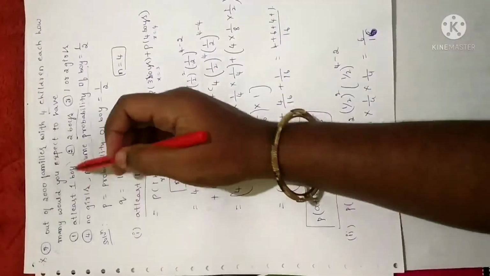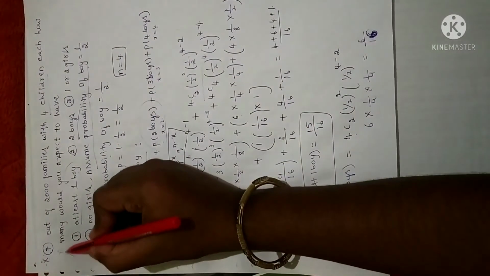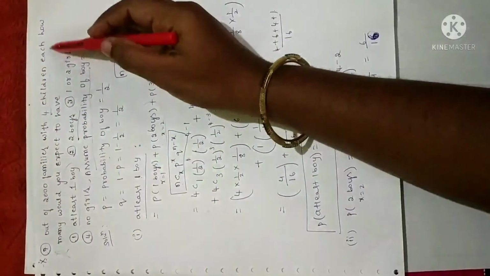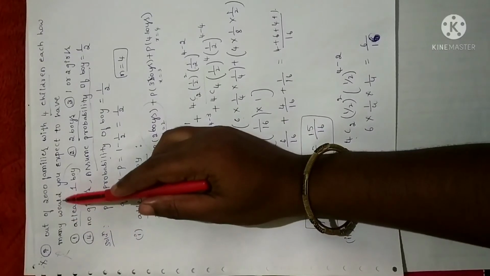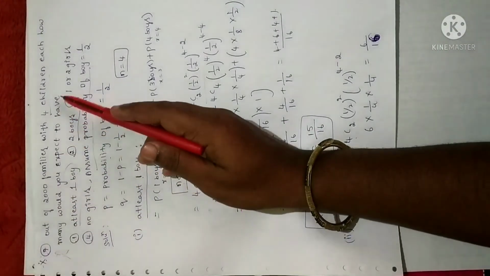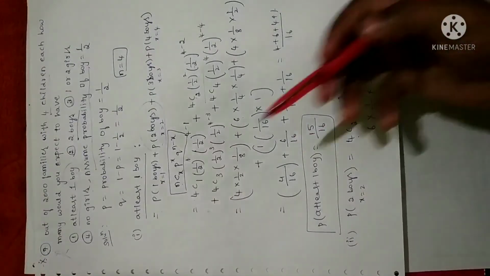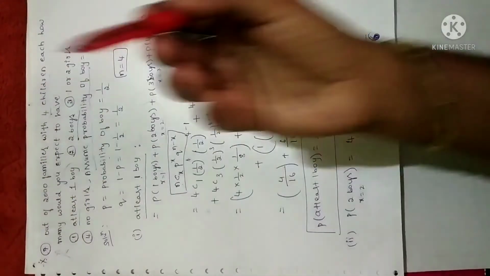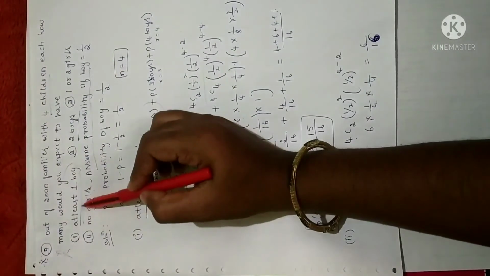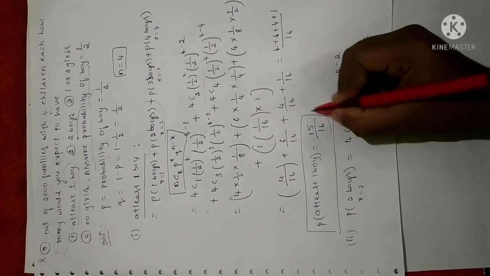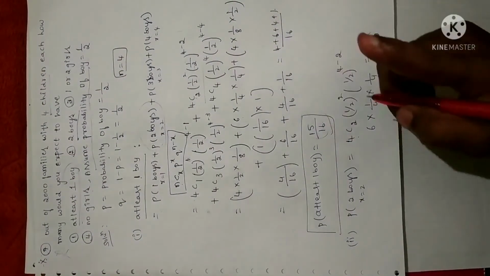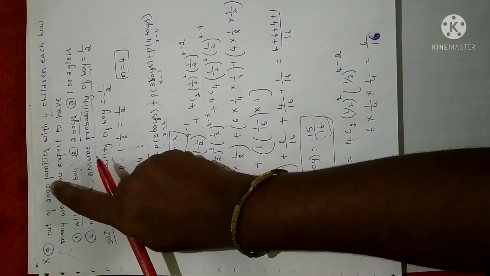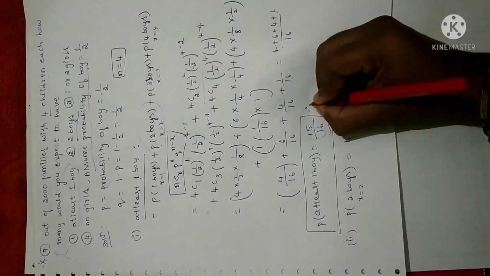And one more thing, this is very important. Why? Because it is quite different. See here, out of 2000 families with 4 children each, how many would you expect to have? So there are totally 2000 families. In 2000 families we have to calculate at least one boy. See, this is the probability of getting at least one boy for one family. Since we are calculating with reference to 2000 families, we need to multiply this. So here there is a continuation.